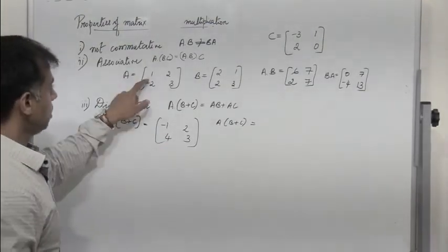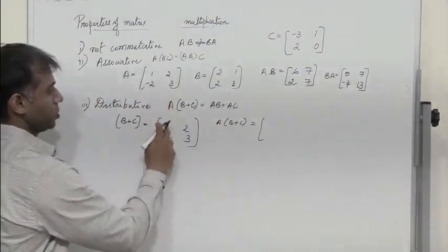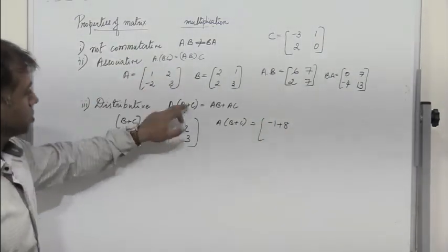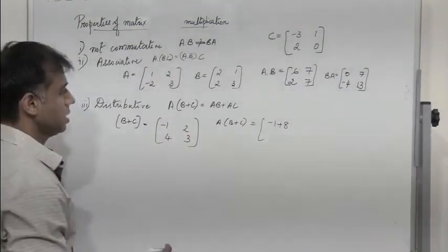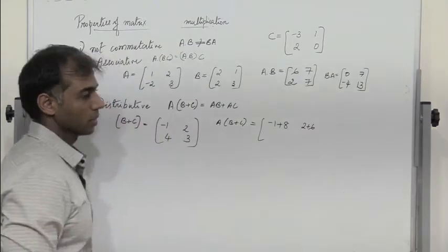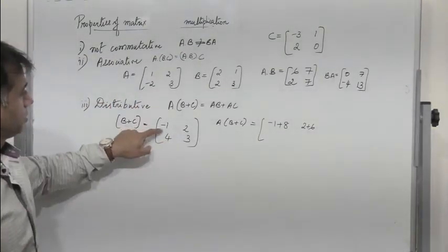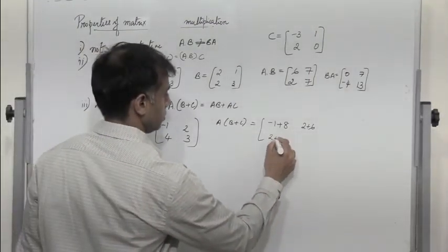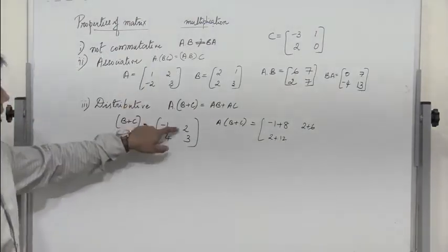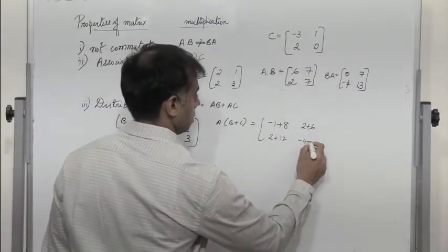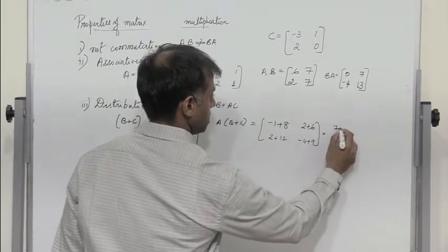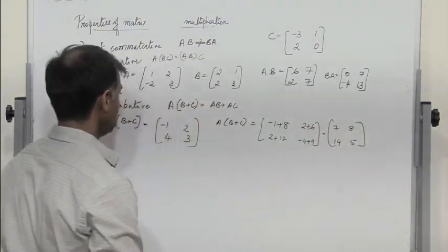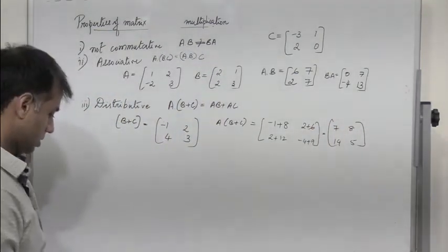So first row into first column, so I have, right, first row into first column minus 1 plus 8. First row into second column, so it is 2 plus 6. Next, second row into first column, minus 2 into minus 1 is 2. So 2 plus 12. And then I have minus 4 plus 9. So we end up getting 7, 8, 14 and 5. Right? So this is A into B plus C.